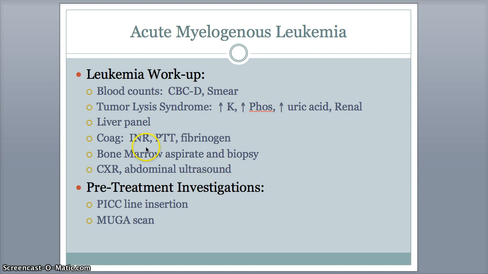Chest x-ray and abdominal ultrasound if you think it's a lymphoid leukemia. The chest x-ray is done as a baseline for everybody. All these patients are going to get blood products. They're all going to be at risk for infection, so we want a baseline chest x-ray. As well, they get a PICC line for their peripheral chemotherapy administration and a MUGA scan to assess their cardiac fitness for chemotherapy.